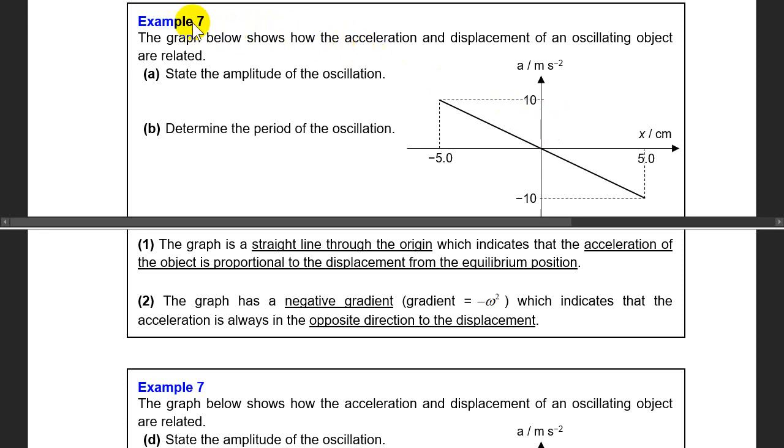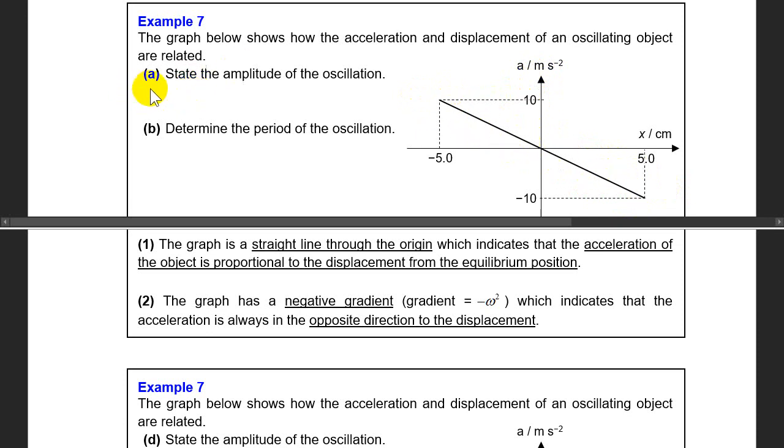Okay, example 7. We have a graph of acceleration a versus displacement x. This graph shows a straight line with negative gradient passing through the origin. The moment we see this graph, a straight line passing through the origin with negative gradient, we immediately recognize that this is simple harmonic motion, because simple harmonic motion has this kind of graph.